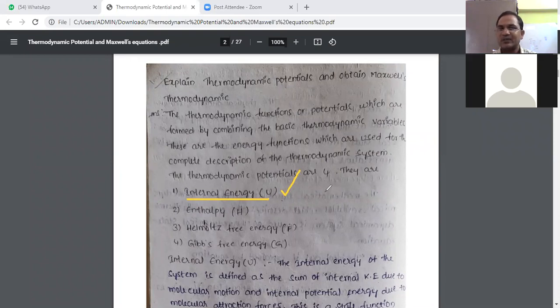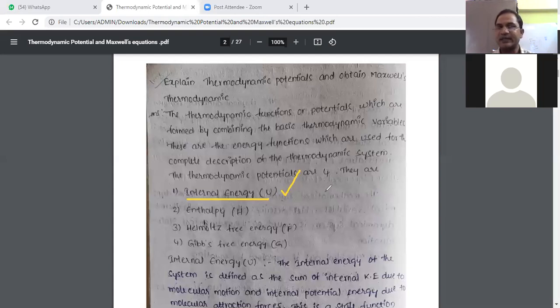Because of those intermolecular forces, potential energy exists. They possess potential energy. Because of the molecular motion, they have kinetic energy. So here the molecule has two types of energies: one is the kinetic energy, the second is the potential energy. The sum of kinetic energy and potential energy gives the internal energy of the system.